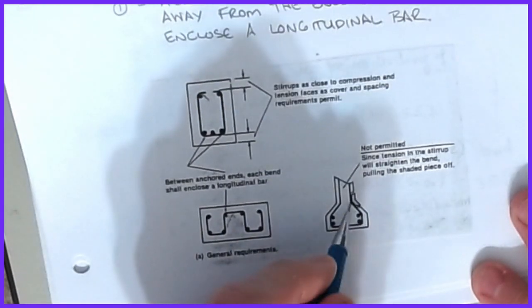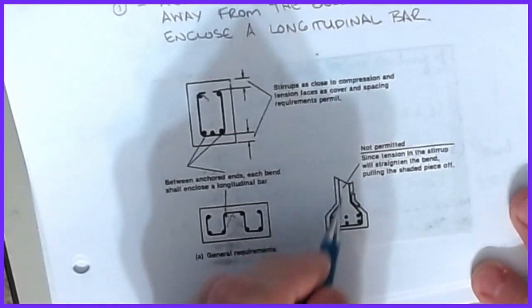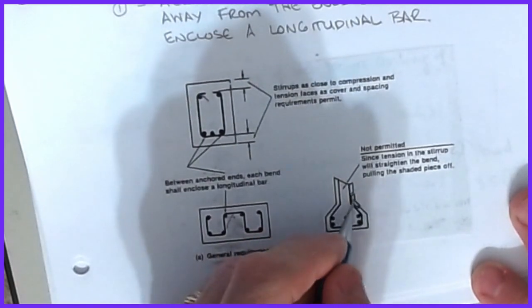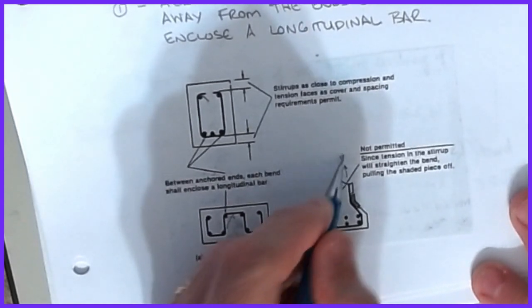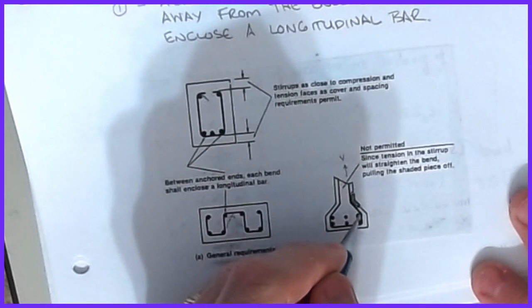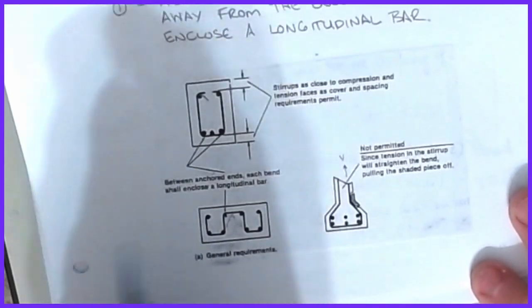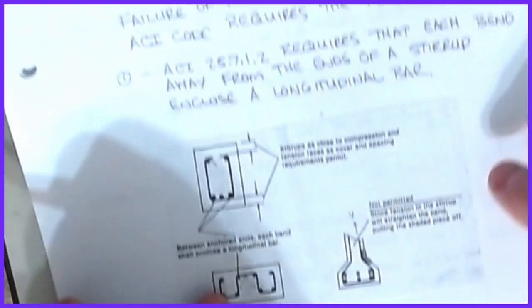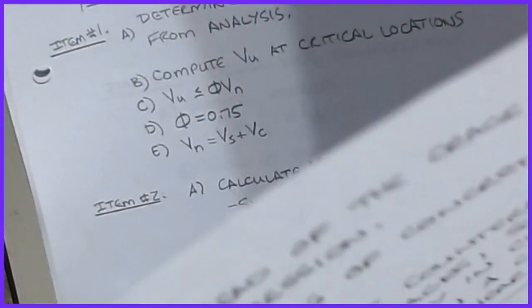And then in cases where I have reentrant corners, like the bottom of an AASHTO bridge girder, in which I have stirrup steel in the web and then this wrap around the prestressing strands at the bottom, you get into a danger zone here. Imagine taking that bar and pulling up on it with a force V. It's anchored here, so it's going to want to straighten out, and it can pop that side off. So this is not permitted, since the tension in the stirrup will straighten the bend, pulling that shaded piece out of position. Again, these are all just graphics of what's allowed and what's not.